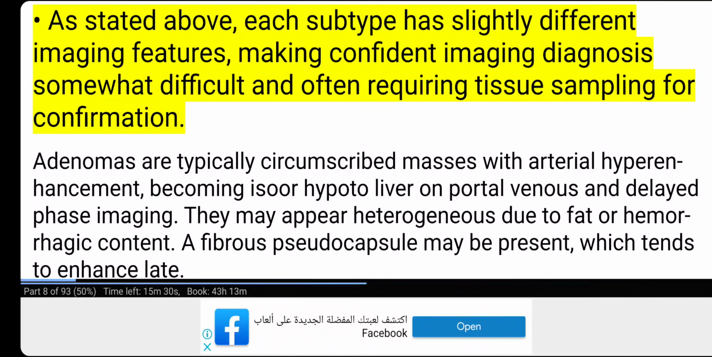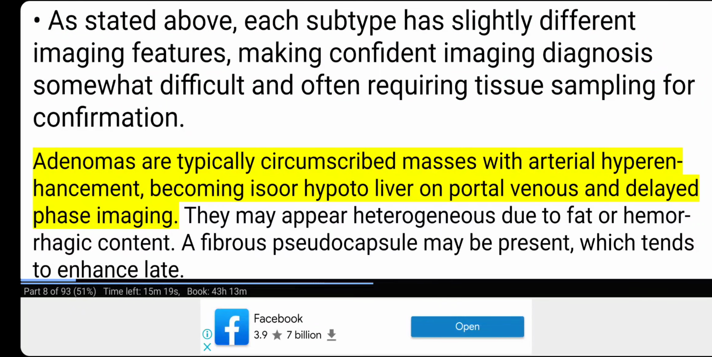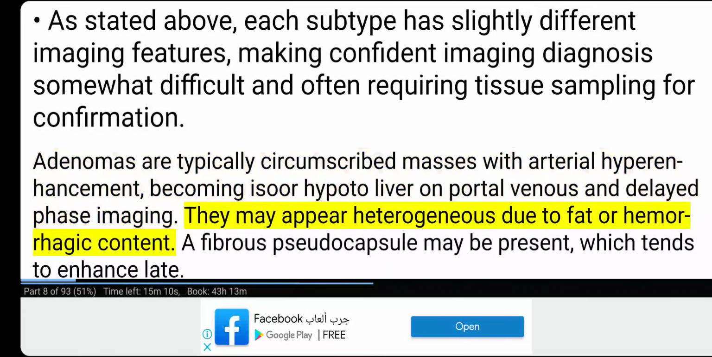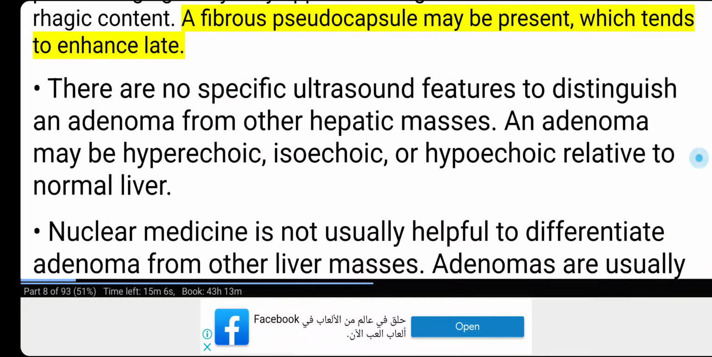sampling for confirmation. Adenoma are typically circumscribed masses with arterial hyperenhancement, becoming isointense or hypointense to liver on portal venous and delayed phase imaging. They may appear heterogeneous due to fat or hemorrhagic content. A fibrous pseudocapsule may be present, which tends to enhance late.